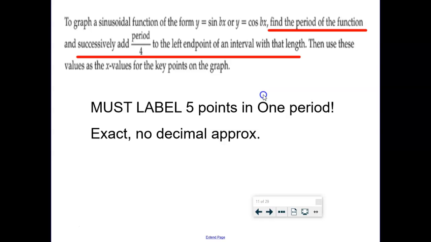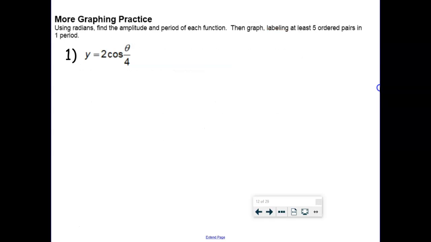The only catch for PreCalc that might be different from your previous trig life is we definitely need you to label your 5 ordered pairs. I know in Honors Algebra 2 they made you do that. They probably weren't worried about that in regular Algebra 2, and I don't know how picky you got in trig, but we need to see them labeled.